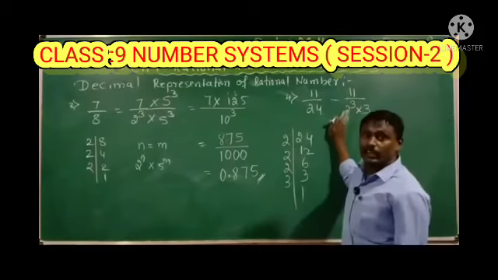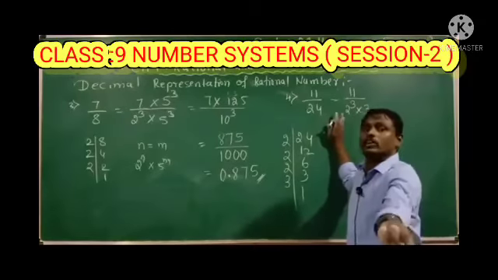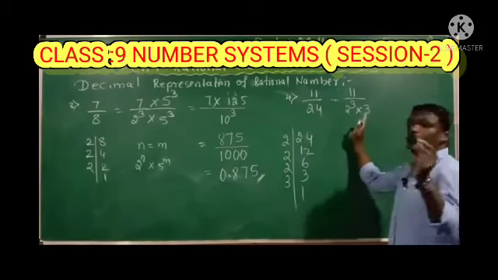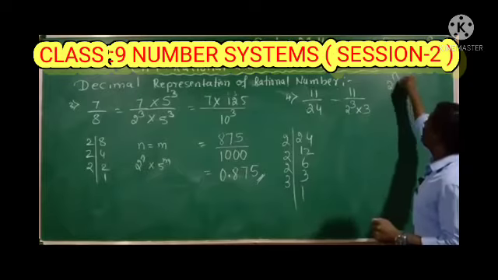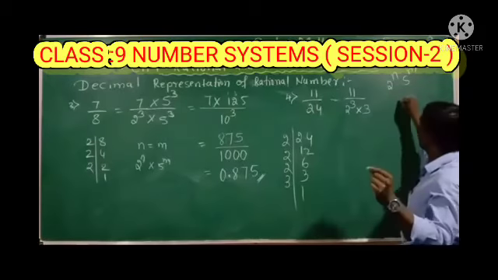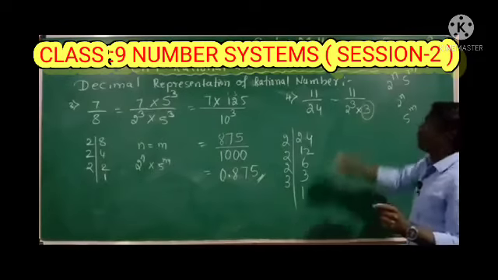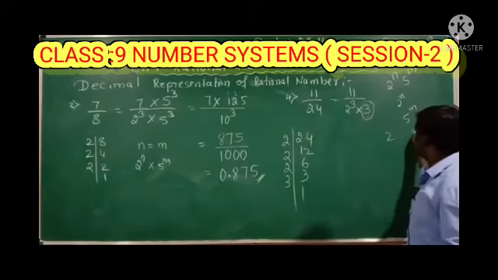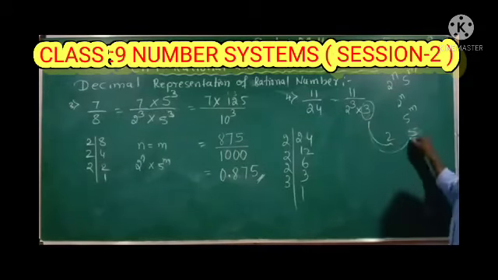Is the given rational number 11 by 24 terminating or non-terminating? Can you guess it? It's a non-terminating value. Why? Because the denominator is not in the form of 2 raised to n and 5 raised to m, or in the form of 2 raised to n only, or 5 raised to n only. It has one more prime number, that is 3, other than the prime numbers 2 and 5.